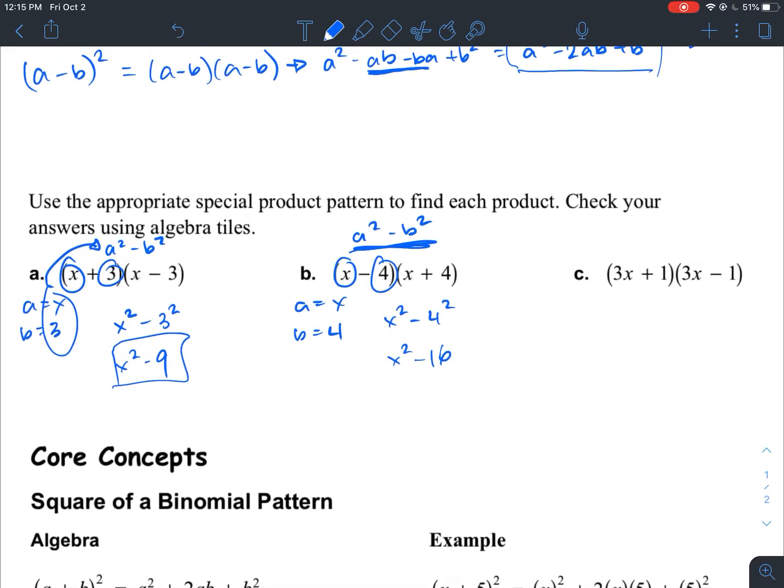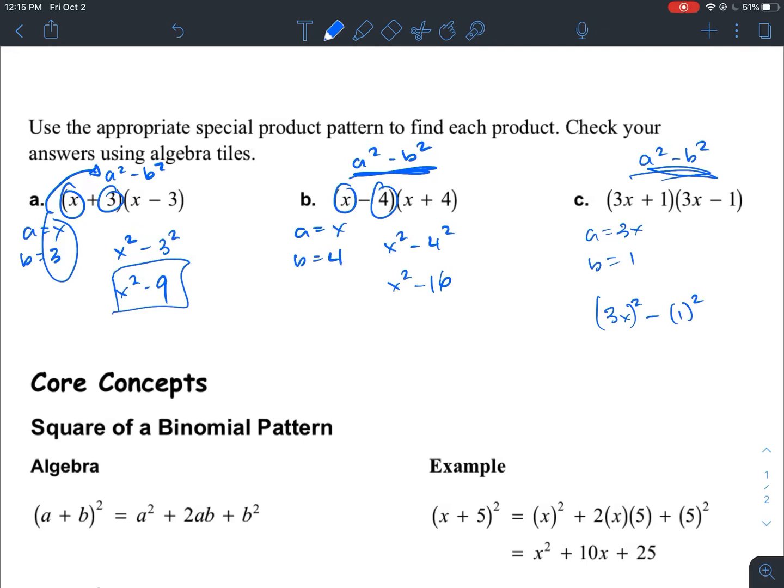Alright, now let's come over here. So same thing, a squared minus b squared, where a is equal to 3x, b is equal to positive 1, just 1. Just include this, don't include the sign. So if we put that into this right here, we get (3x) squared, like that. Make sure you include your parentheses, minus b squared. Now (3x) squared means that we're going to square the 3 and the x, so that's going to be 9x squared minus 1.